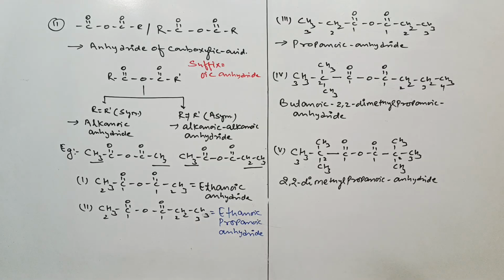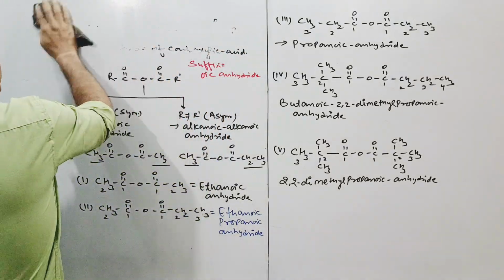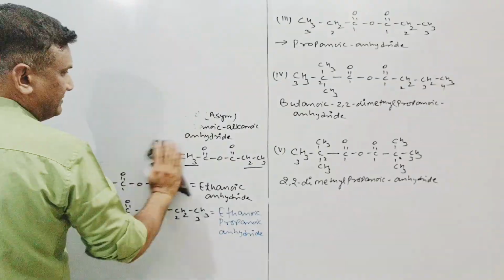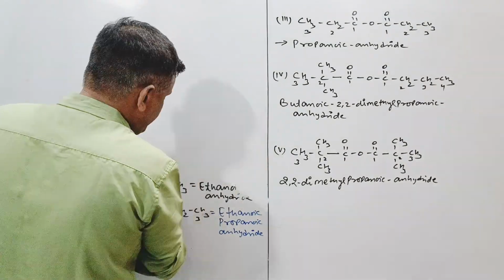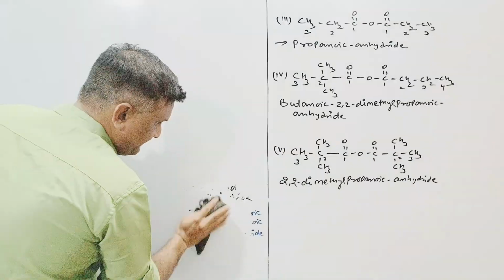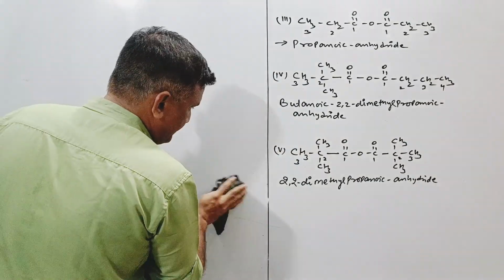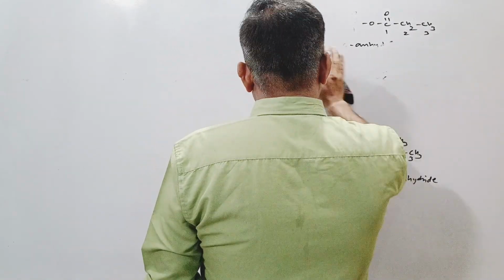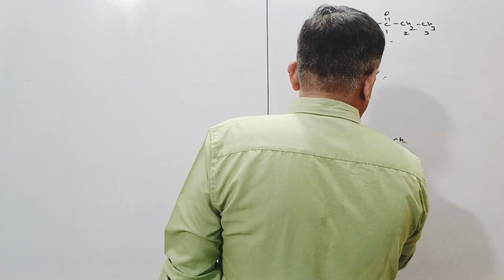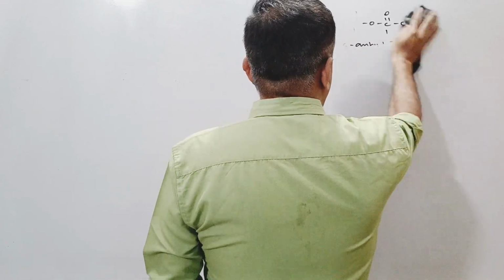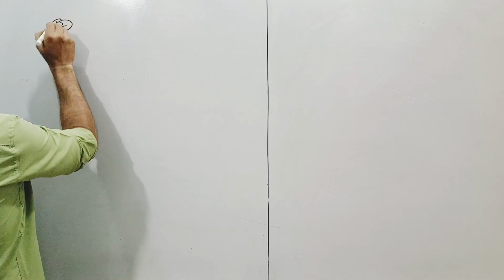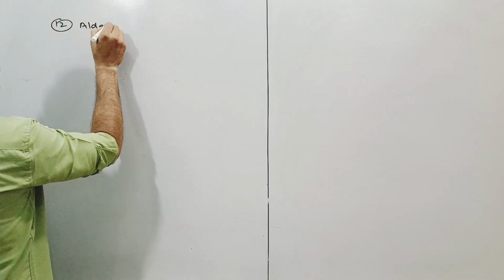Now it is time to discuss the 12th functional group, that is too important. What is that? That is your aldehyde, the 12th functional group. This is the aldehyde group. It is again a carbon containing functional group, and also important not only for 11th but also for 12th. So this is the 12th functional group, the aldehyde.